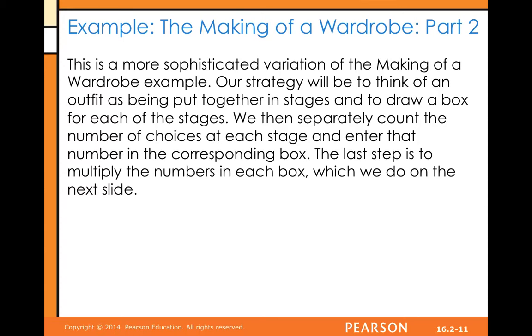This is certainly a more sophisticated variation than our previous example. Our strategy here will be to think of an outfit as being put together in stages, just like we did before, and to draw a box for each of the stages. We then separately count the number of choices at each stage and enter that number in the corresponding box. The last step is to multiply the numbers in each box, which we're going to do next.